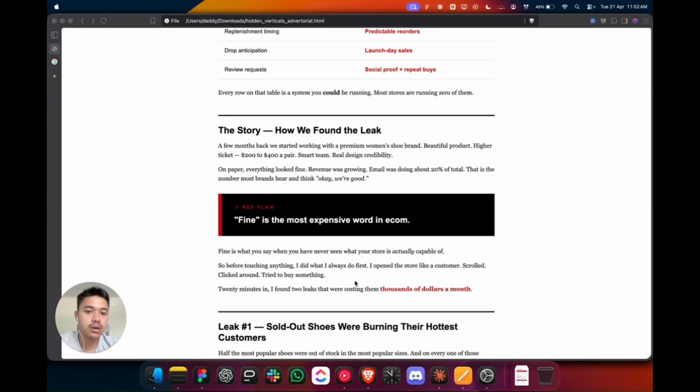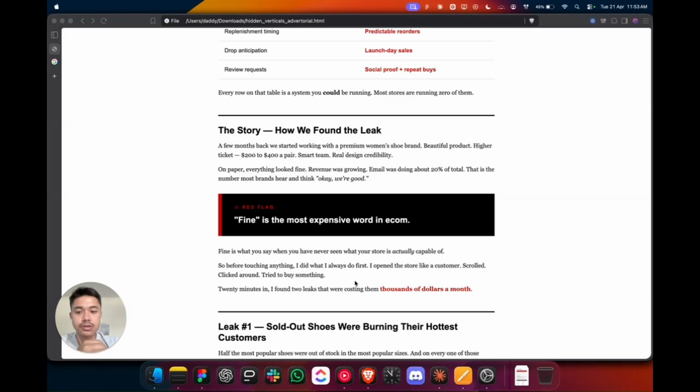So a few months back, we started working with a premium women's footwear brand. Beautiful product, higher margin. So 200, 400, or even 700 for a pair. So very high ticket. On paper, everything looked fine. The revenue was growing. Email was doing about 20% of the total revenue, and that is the number most brands hear and think we are good, right?